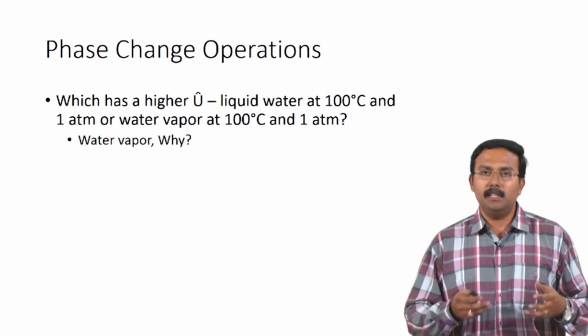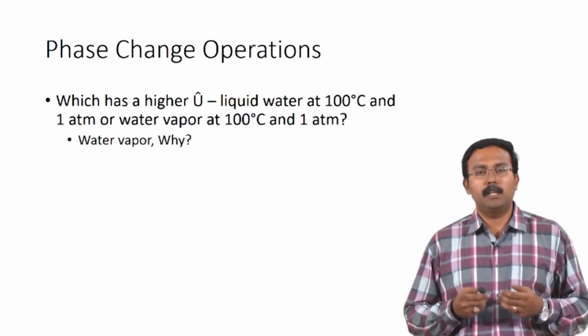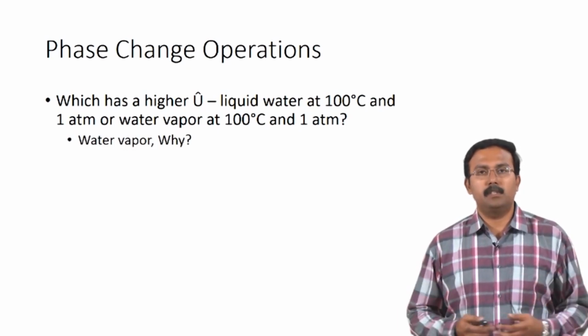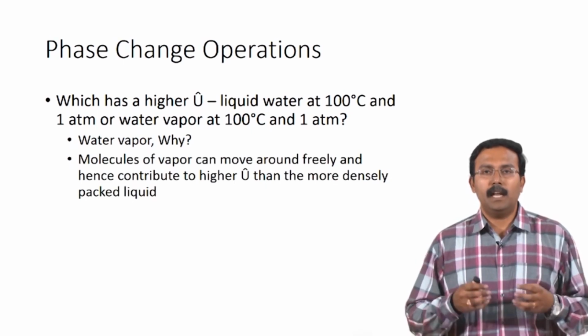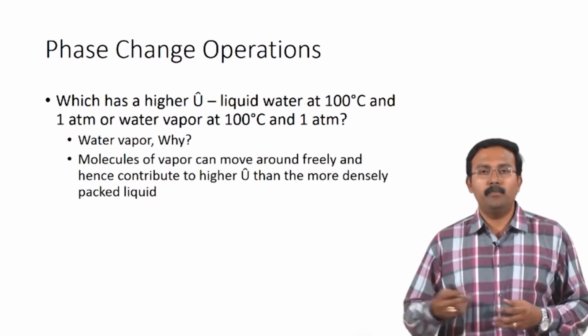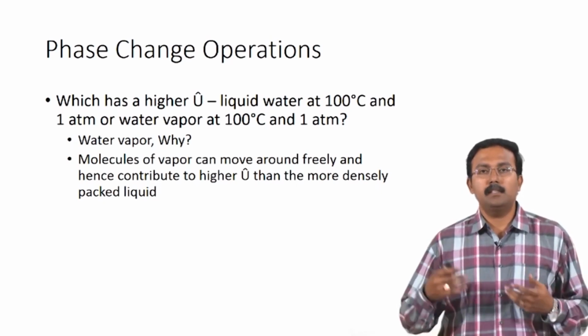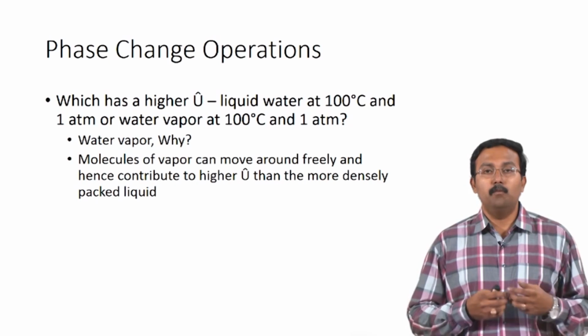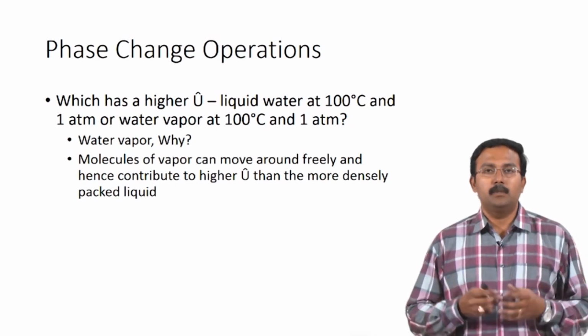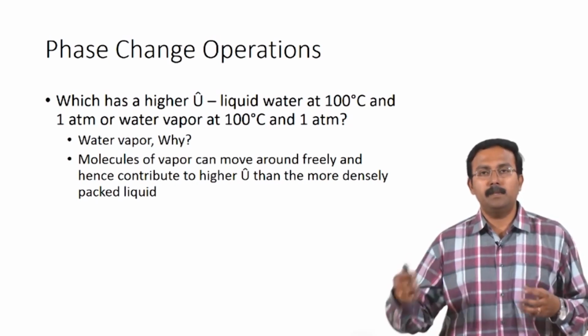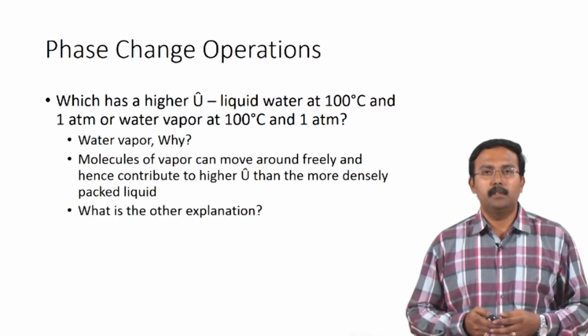Why? You see that numerically this is higher, but can you explain what the physical reason for this is? Molecules of a vapor can actually move around more freely compared to the liquid, hence it contributes to higher specific internal energy than the more densely packed liquids. So, this is why you have a higher specific internal energy for water vapor.